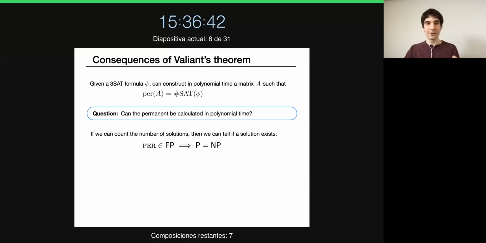Certainly, if I could count the number of solutions, then I could tell if one exists, right? So if the permanent happened to be in polynomial time, then P would be equal to NP, because I could just tell: is the number of solutions greater than 0? Great, I've shown that my 3-SAT formula has a solution. So it would be very unlikely that the permanent had a polynomial time solution.